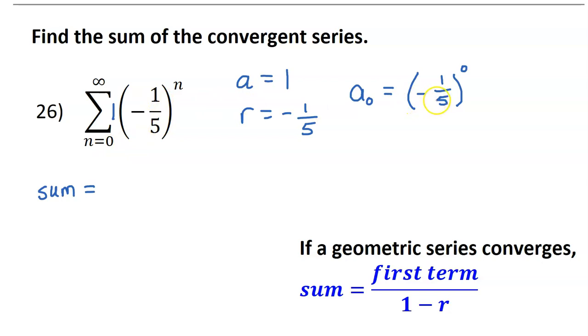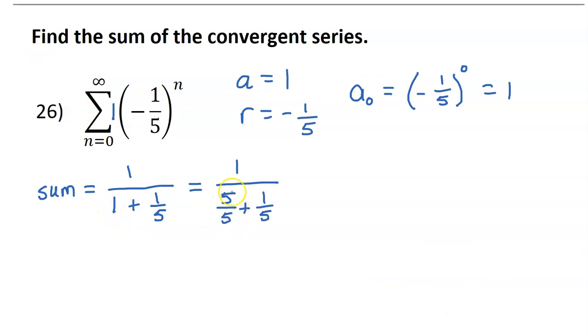But negative 1/5 to the 0 power is equal to 1. So that's going to be the numerator of the sum. The denominator is 1 minus r. 1 minus negative 1/5 is 1 plus 1/5. 1 is 5/5, and 5/5 plus 1/5 is 6/5. 1 over 6/5 is the reciprocal of 6/5, which is 5/6. So that's it for number 26.